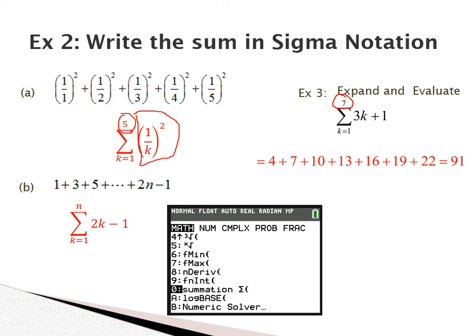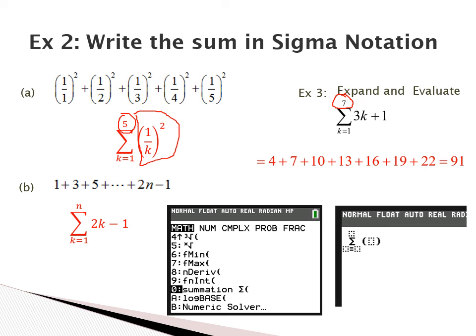Okay, so we're going to go to summation notation and we're going to add up those values. So we're going to type that in, and then the main screen on your calculator should look just like it does up above, and you would just type in the k, the 1, the 7, and the equation 3k plus 1. So please try that out and see if you can get 91.